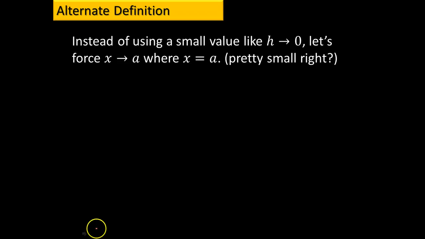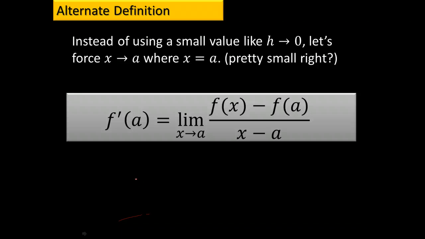Okay, here's a different definition we can use. Instead of using a small value like h approaching 0, we're going to force x to approach a, where x and a are the same thing. Well, if x approaches a, that's definitely going to be pretty small. We're going to be looking at a difference of 0 between our 2 points. So here is an alternate definition for derivative. The derivative at any particular point a is going to be the limit as x approaches a of f of x minus f of a over x minus a. And the advantage to this is it oftentimes makes our algebra a lot easier to deal with.